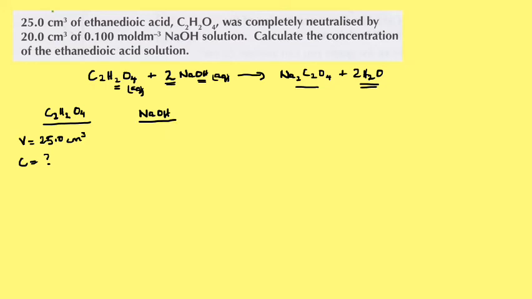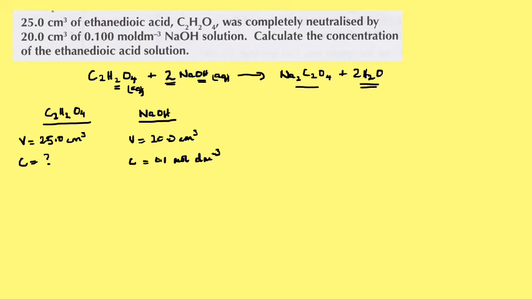What does it tell us? It tells us the volume. It tells us that the volume is 20.0 cm cubed. And it also tells us the concentration. It tells us the concentration is 0.1 moles per dm cubed.